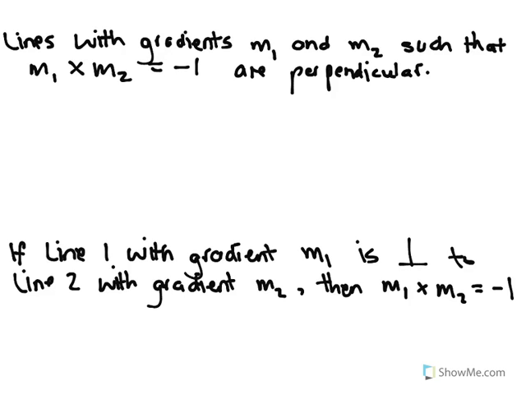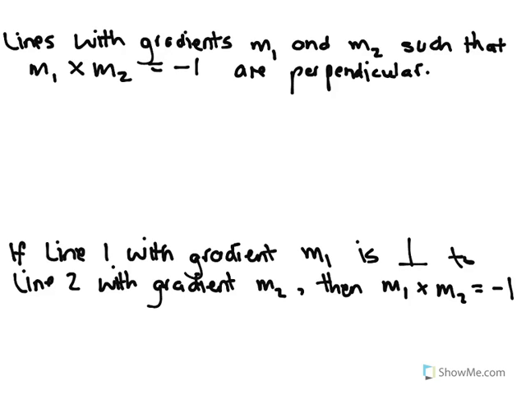Then the third thing we're going to try to prove to ourselves: say we have two lines, and one has a gradient m1 and the other has a gradient m2. Another property is that these two gradients multiplied together give me -1.